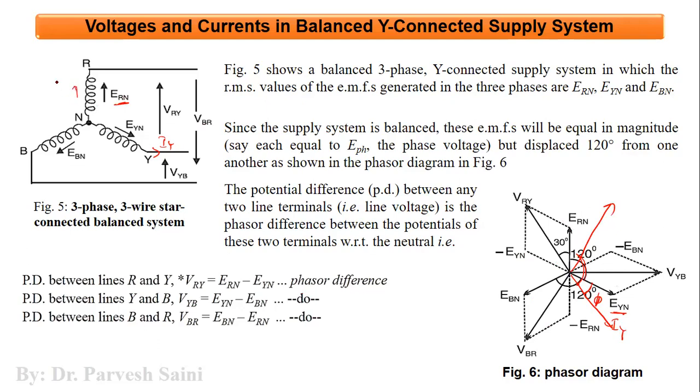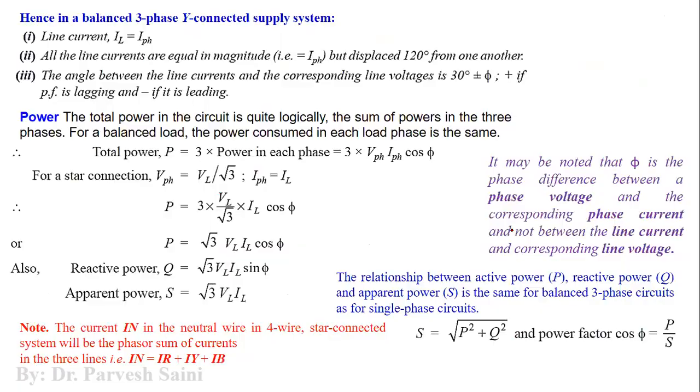What is the current here? IR, right? This is the current. So draw IR. From here at 120 degree, draw EBN. What is the current of EBN? EBN's current is here, IB, right? So draw IB. So here also you can draw, the phase difference will be phi in every case, phi degree, phi degree, phi degree. So the same thing is shown here in this diagram.